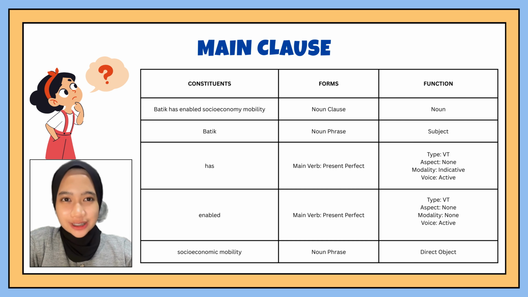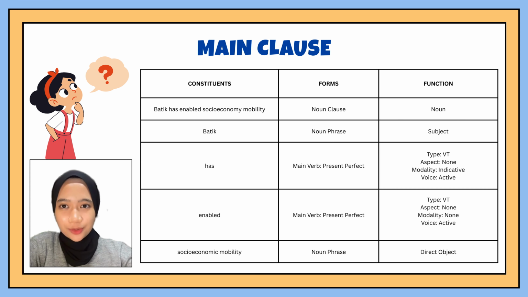Now, let us focus on the main clause of the sentence. The main clause is batik has enabled socio-economic mobility. This clause forms the core meaning of the sentence because it contains a subject and a predicate and can stand alone as a complete sentence.